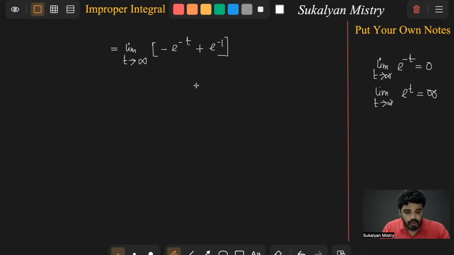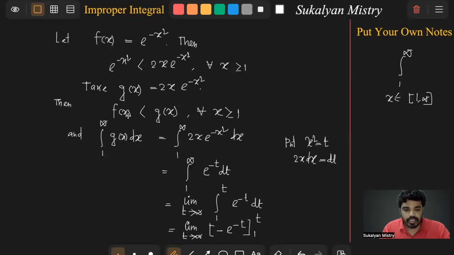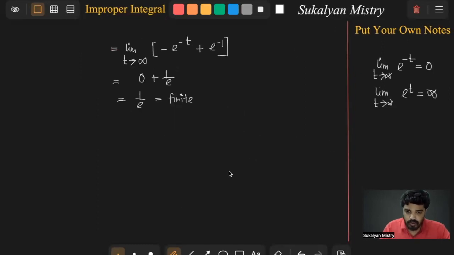Okay, so ultimately what we get? So we get this is 0, 0 plus 1 by e. That means 1 by e, which is a finite number. So we conclude that this integral is convergent. So since this is convergent, integration a to infinity fx dx is also convergent. Gx is convergent, so integration 1 to infinity fx dx is also convergent.